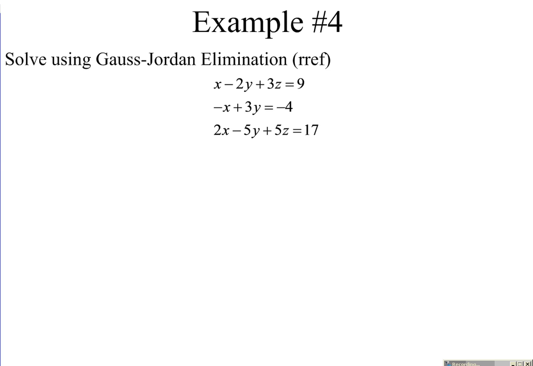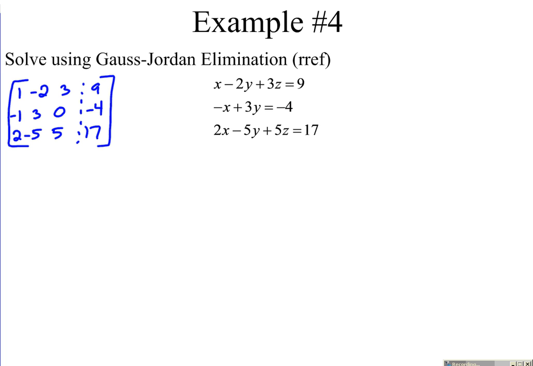Okay, so we're going to solve this system now using Gauss-Jordan elimination, meaning that we want to get it to reduced row echelon form following the steps that we just saw on the previous slide. The first thing I'm going to do is write an augmented matrix. First row is our first equation: 1, -2, 3, and 9. Second row: -1, 3, 0, -4. And the third row: 2, -5, 5, and 17.